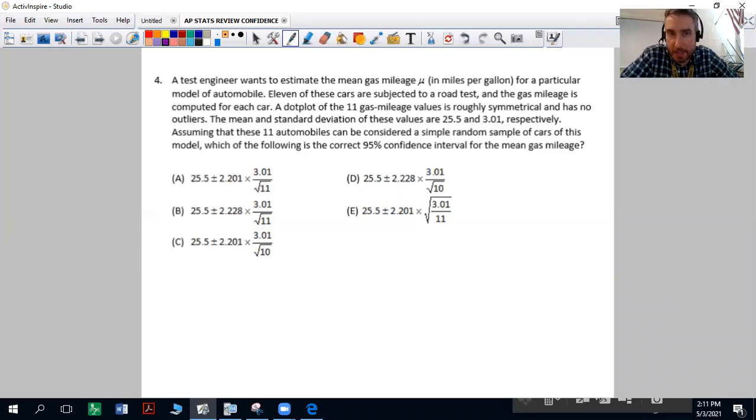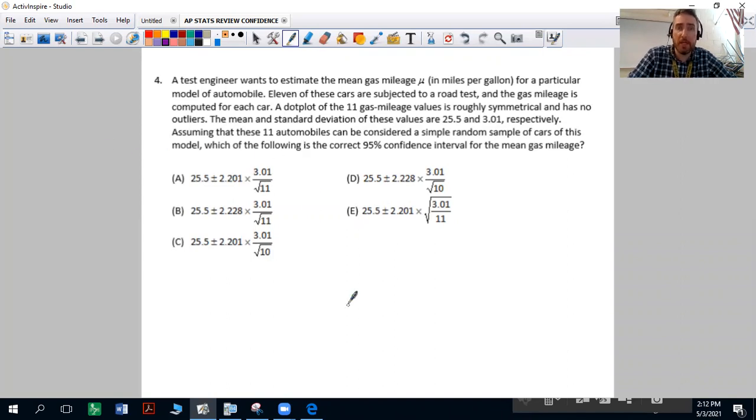Question 4. A test engineer wants to estimate the mean gas mileage, mu, in miles per gallon for a particular model of automobile. 11 of these cars are subjected to a road test, and the gas mileage is computed for each year. A dot plot of the 11 gas mileage values is roughly symmetrical and has no outliers. The mean and standard deviation of these values are 25.5 and 3.01 respectively. Assuming that these 11 automobiles can be considered a simple random sample of cars for this model, which of the following is the correct 95% confidence interval for the mean gas mileage?